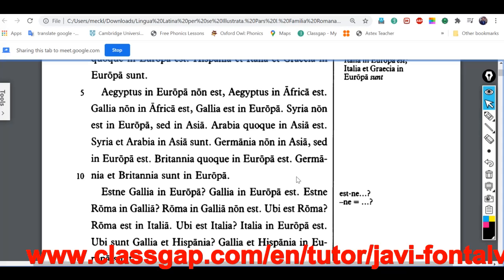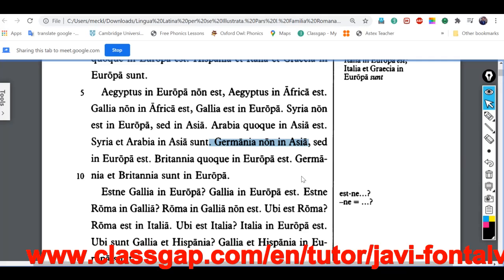Siria está en Arabia. Syria and Arabia are in Asia, right? Siria y Arabia están en Asia.